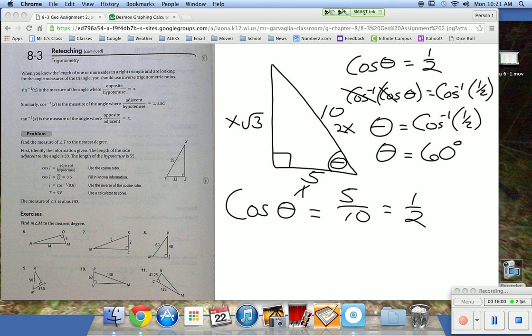This is something you do on the ACT, because they may give you something just like this. You may have a 5 and a 10 here, and you have to go through this to figure it out. Or you can look at this and say, hey, this is half of that, and I know a 30, 60, 90 is 1, 2, square root of 3, so that's a 60-degree angle. Do you see how we use the inverse of the trig functions now?